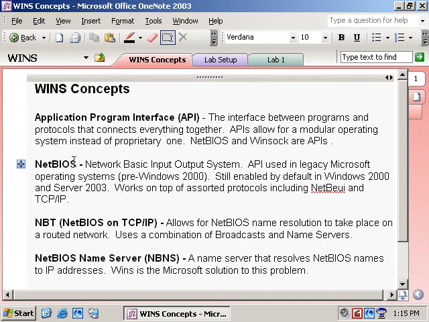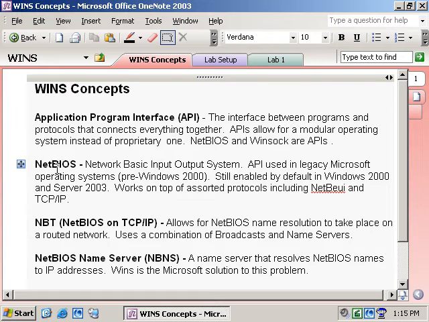Now we're going to move forward into this next concept, because it still fits back in our first concept, the API. NetBIOS is one of the APIs that we're dealing with when we're dealing with Windows. NetBIOS is a legacy application program interface. It's used in legacy Microsoft operating systems, which is anything really pre-Windows 2000, so this is going to be NT4, Windows 95, Windows 98. All of these are pre-Windows 2000 operating systems, and they're considered legacy at this point.